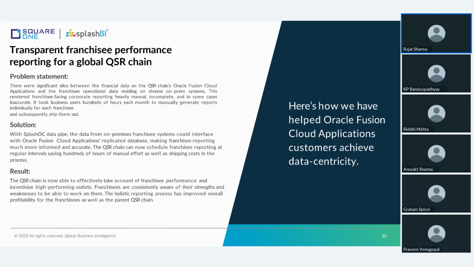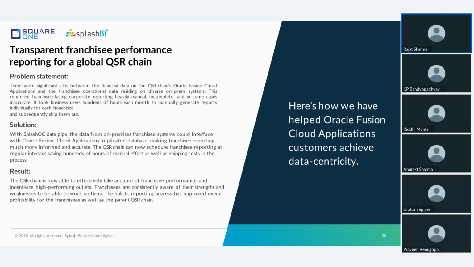And with the Splash OC data pipeline in the picture, the users had access to download their entire Fusion data into the data warehouse and then make those relevant changes for them to be able to report, again in a single report, wherein the data was coming in through multiple data sources, and which basically incentivized the high performing outlets. It gave them the ability to quickly generate those different reports and remove those data silos that they had within their process.